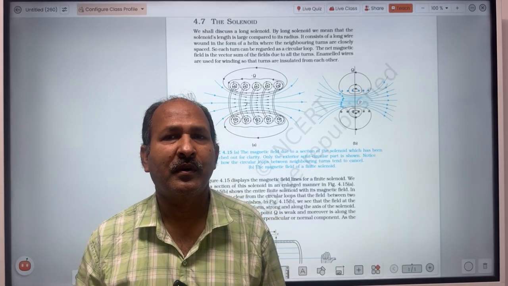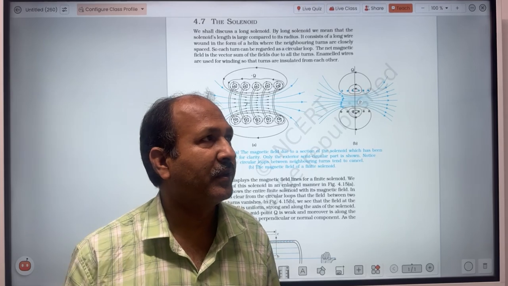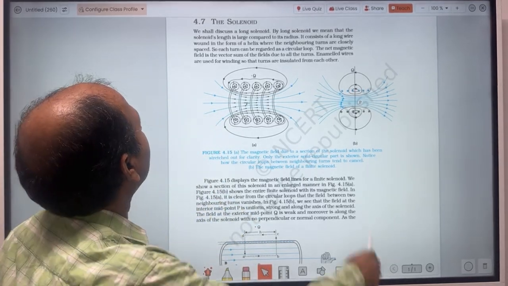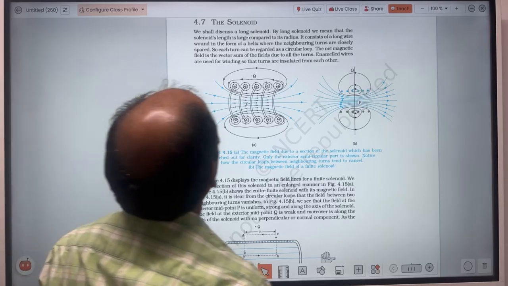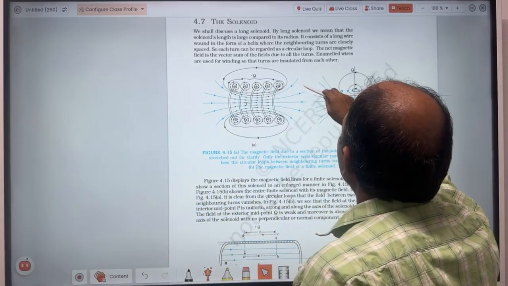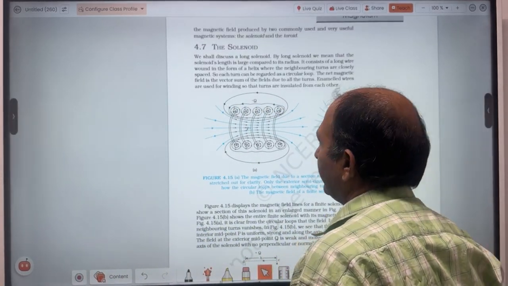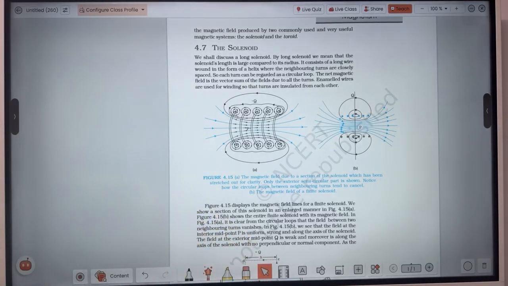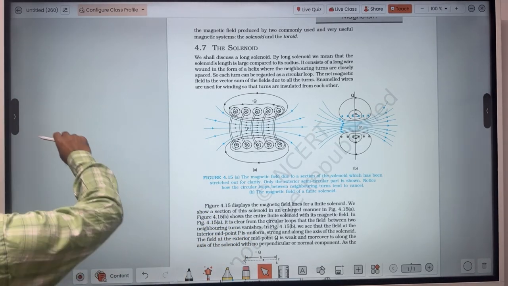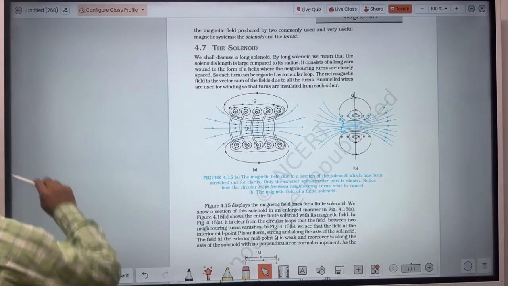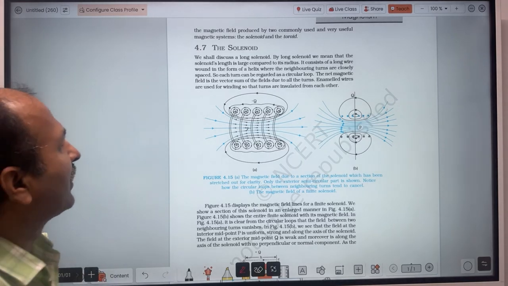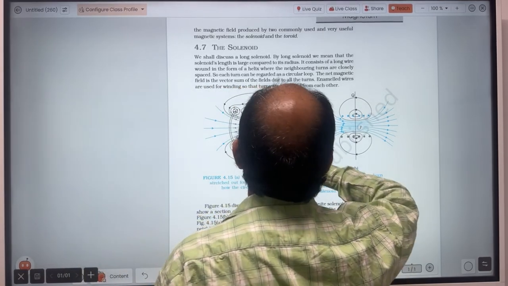Today we are going to start from Solenoid onwards, chapter 4 of class 12 physics. So let's start from here. The solenoid. I think you have a basic idea about the solenoid that you studied in 10th standard. So now we are going to find out the magnetic field produced by a solenoid.